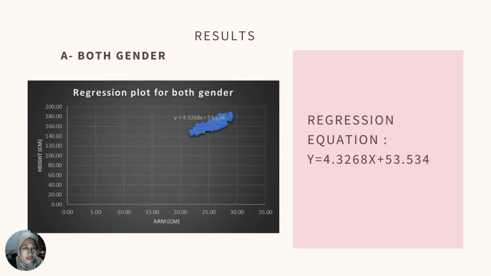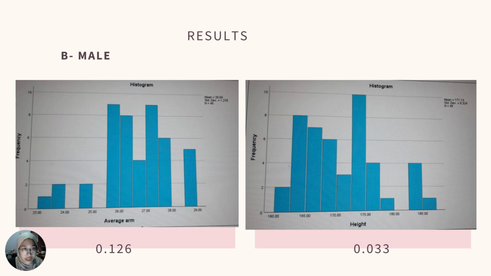In order to get the regression equation, I use Excel sheet to get the scatter plot first. After data input, I uncover the equation based on the scatter plot obtained, and the result is shown as in the slides. Next is the results for male only.